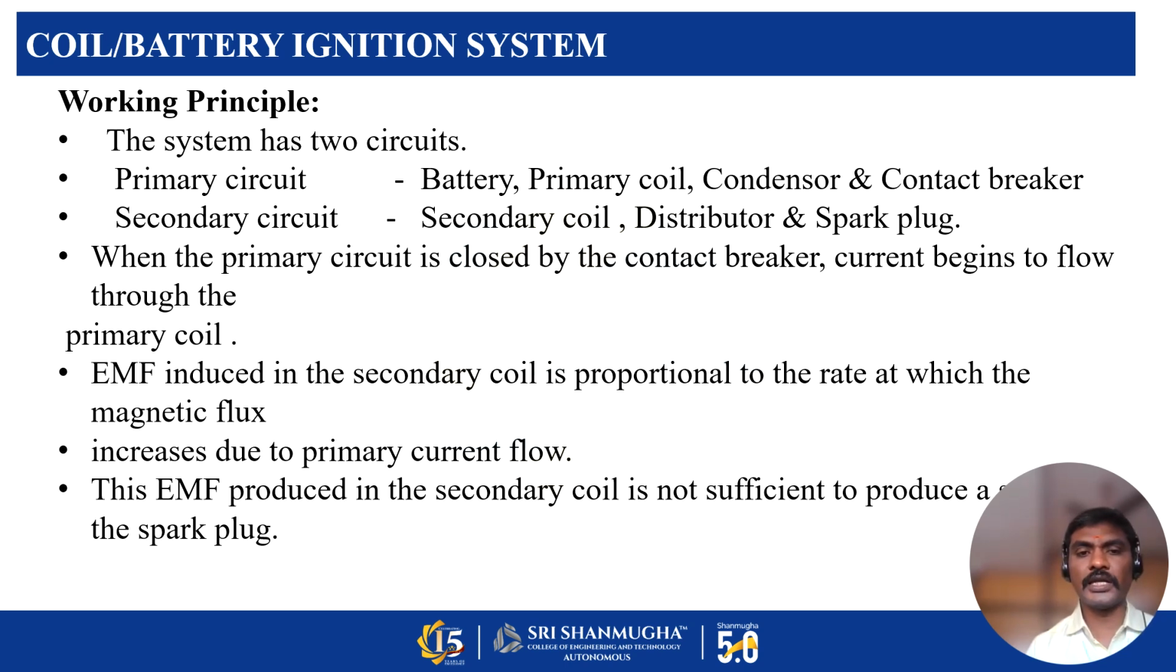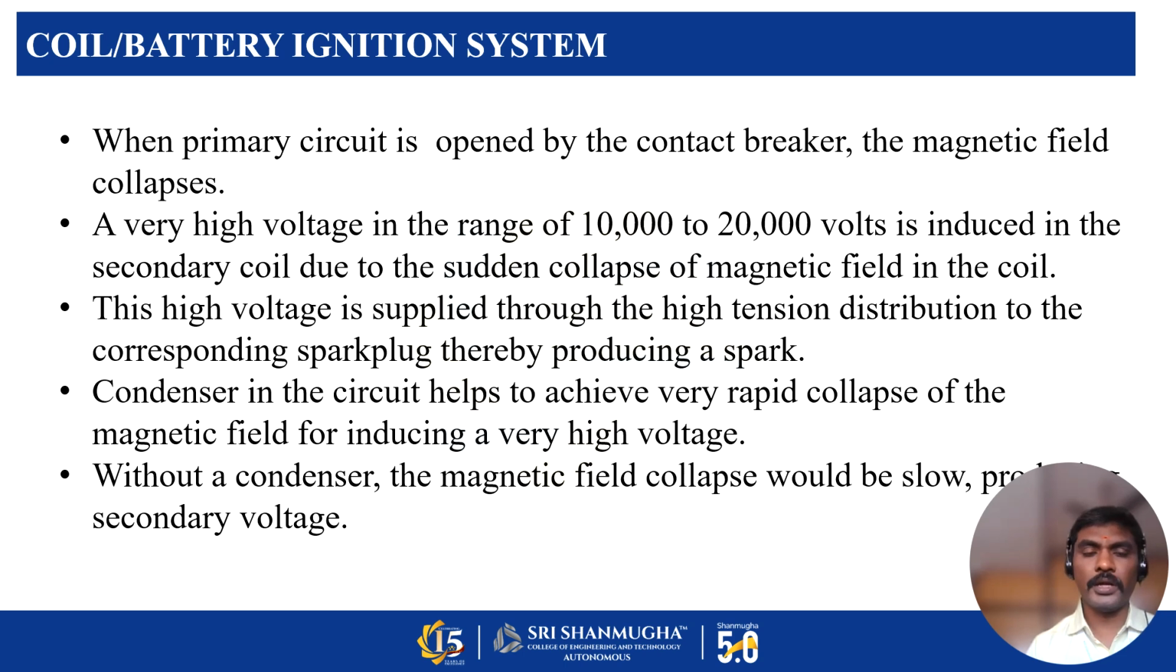EMF induced in the secondary coil is proportional to the rate at which magnetic flux increases due to the primary current flow. At that time, the EMF produced in the secondary coil is not sufficient to produce a spark at the spark plug. When the primary circuit is opened by the contact breaker, the magnetic field entirely collapses.